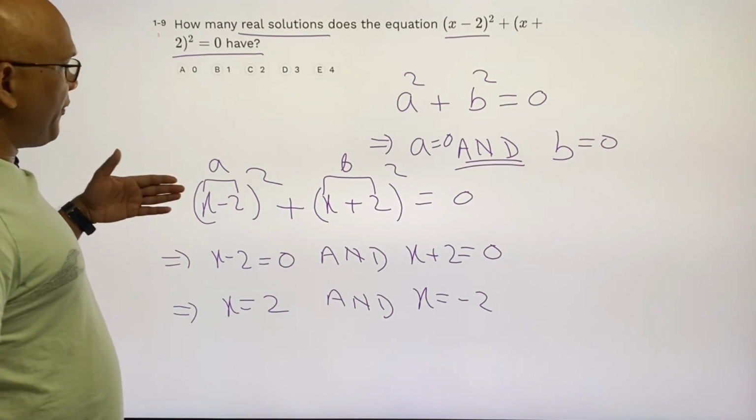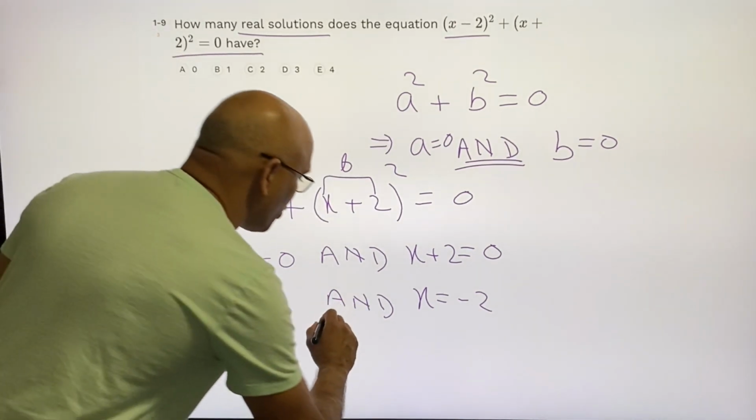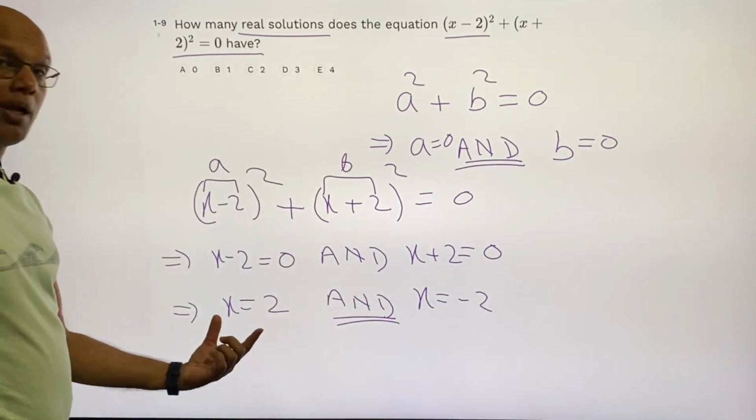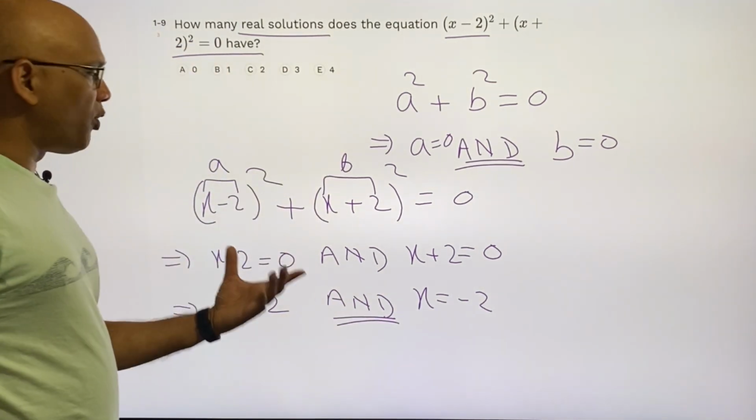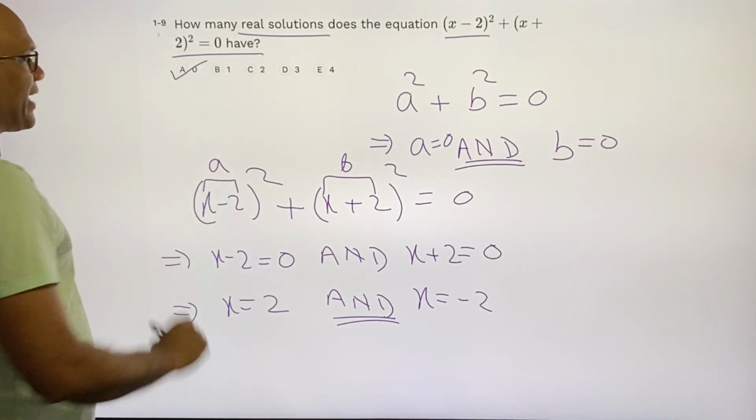So if we try to solve this, we get x is equal to 2 and x is equal to minus 2, but x cannot be both the numbers, right? So it is not possible to have a real solution for this. So a is the correct choice.